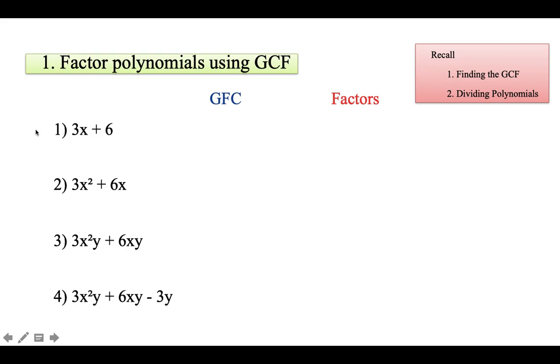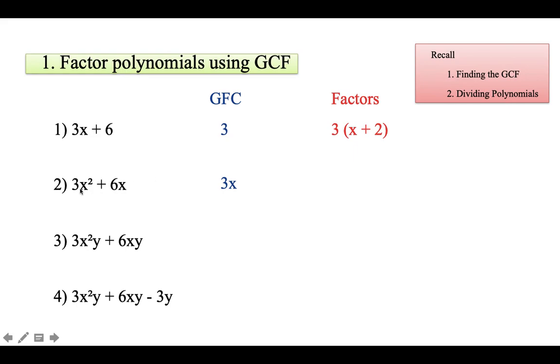So in given number 1, 3x plus 6, to factor this, step 1 is find the GCF. The GCF of 3x and 6 is 3. Now, this 3 is one of the factors. Just divide this 3 to each of them. 3x divided by 3 is x. 6 divided by 3 is 2. Therefore, the factors are 3 times quantity x plus 2.